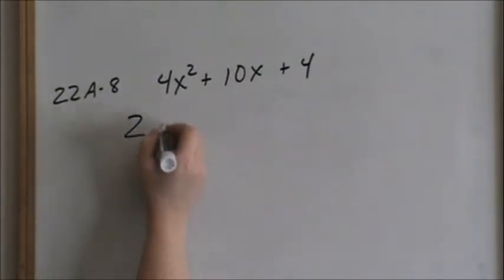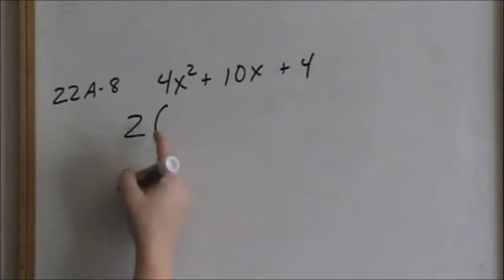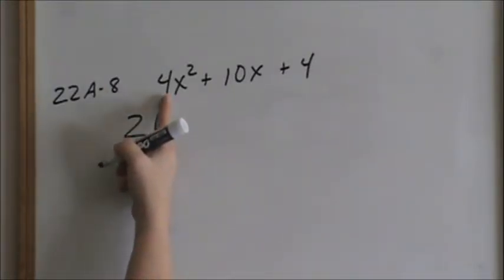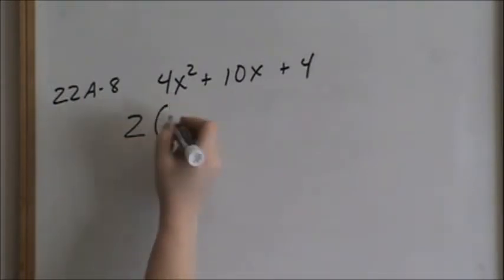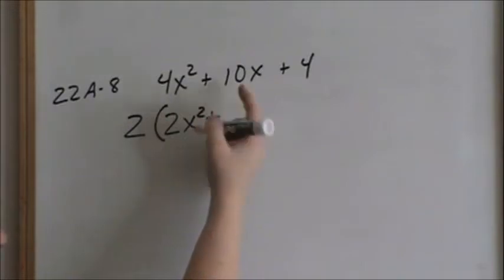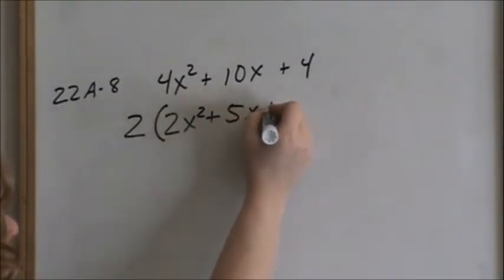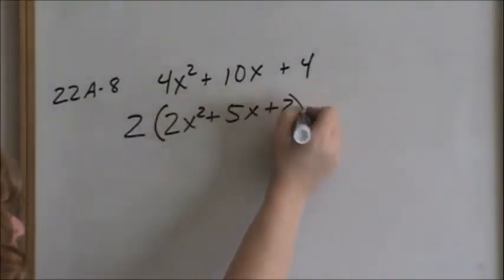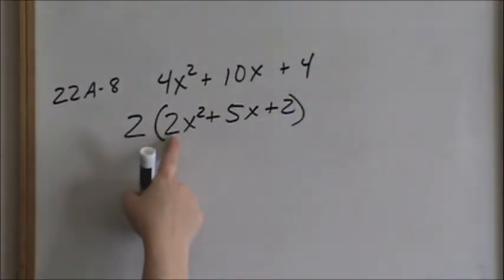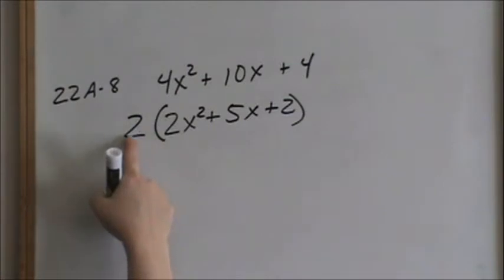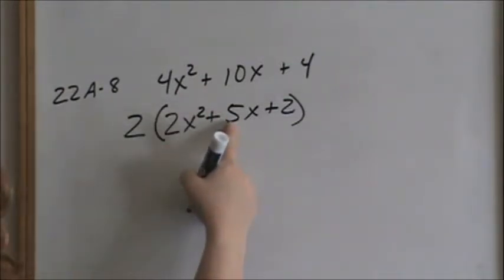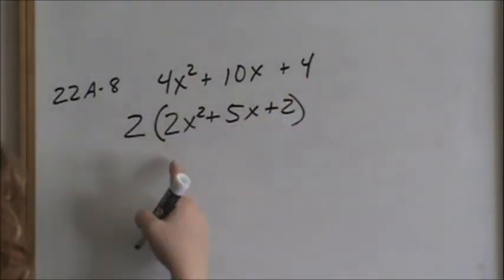What you do is you pull the 2 out to the front, and then you write what is left over. This is like reverse distribution. If you divided this by 2, what do you have left? You have 2x squared. If you divide 10 by 2, you would have a 5x. And if you divided 4 by 2, you would have 2. Basically, if you go back and distribute this 2, you should get this trinomial. 2 times 2x squared is 4x squared. 2 times 5x is 10x. And 2 times 2 is 4.